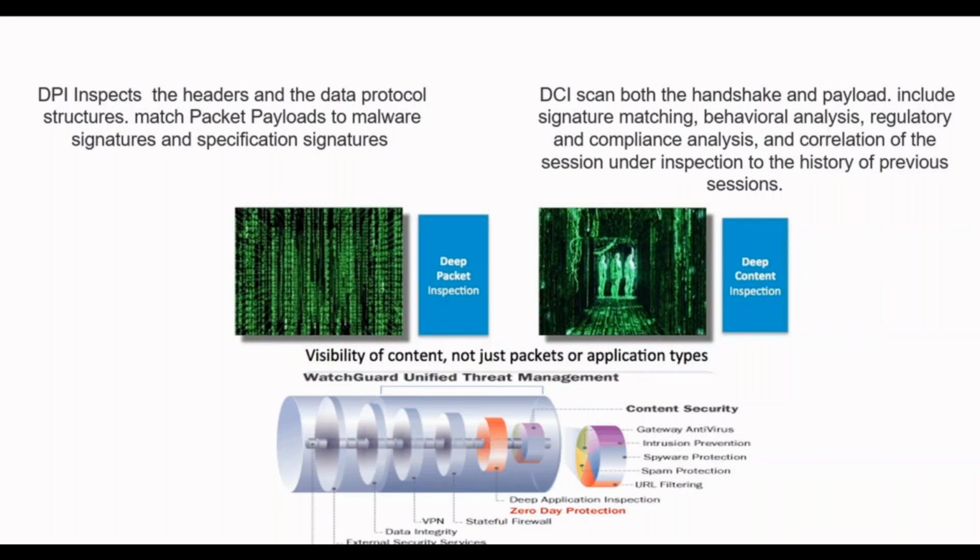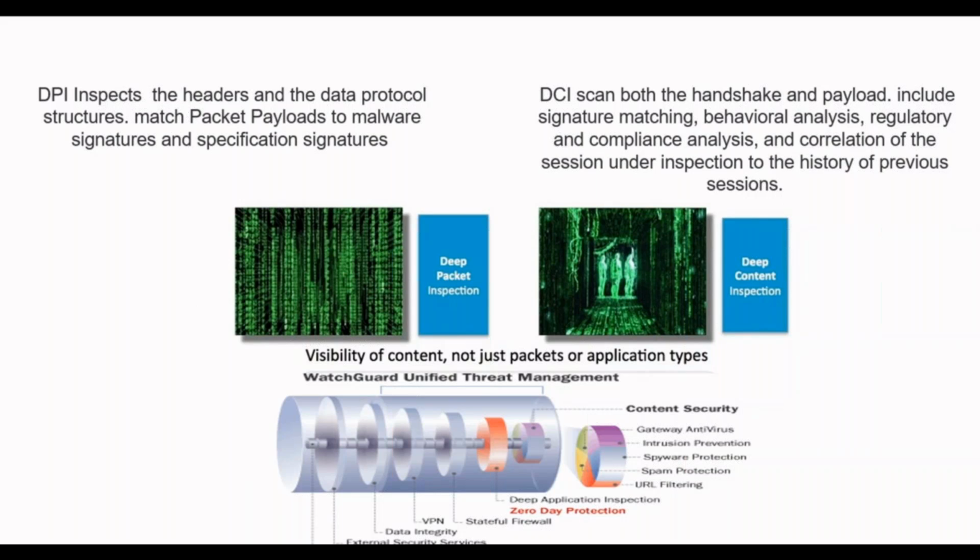DCI, or deep content inspection, on the other hand, will scan both the handshake and the payload. It does signature matching, behavior analysis, and regulatory and compliance analysis. We're going to do all that. Also, it will correlate the session under inspection to other historical information available on the firewall, so that we can apply the security features to it, like IPS or the gateway antivirus and so on.